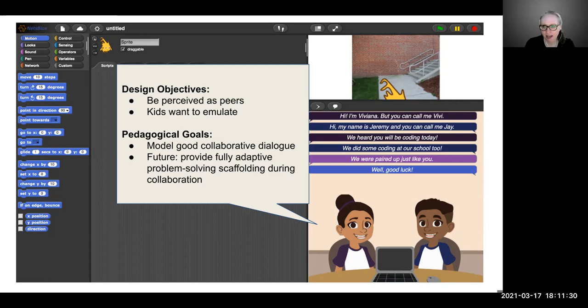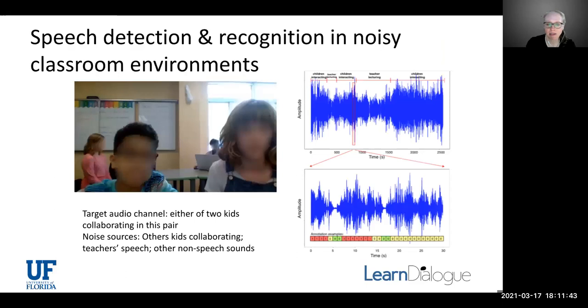But with this very young age of kids, the remote collaboration is very challenging. So we certainly hope the pandemic situation will subside so that we can get back to classrooms. But one of the biggest technological challenges that we have is speech detection and recognition for these kids.